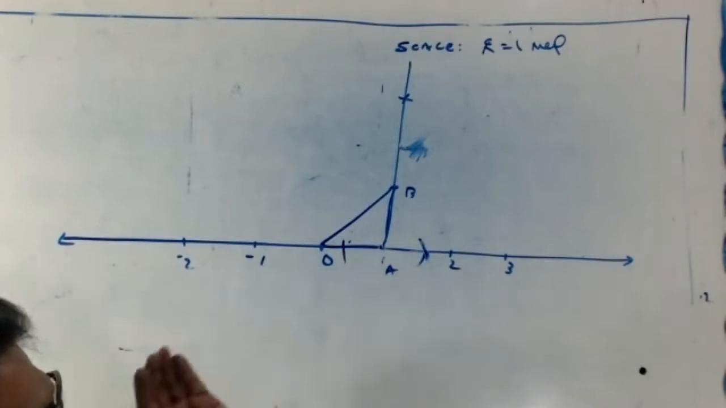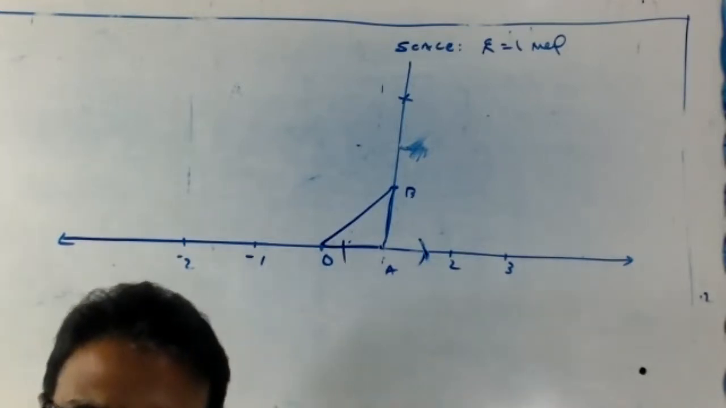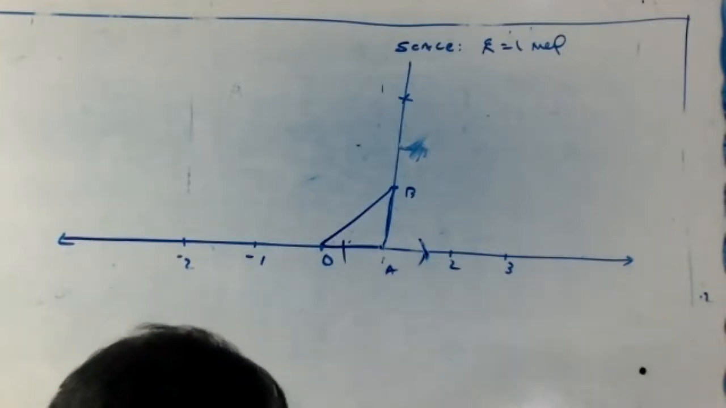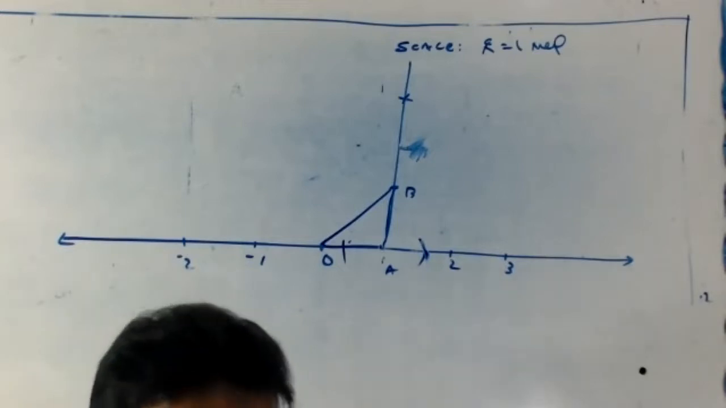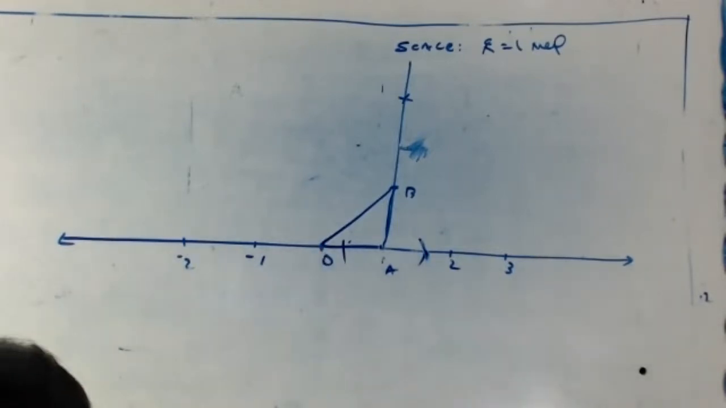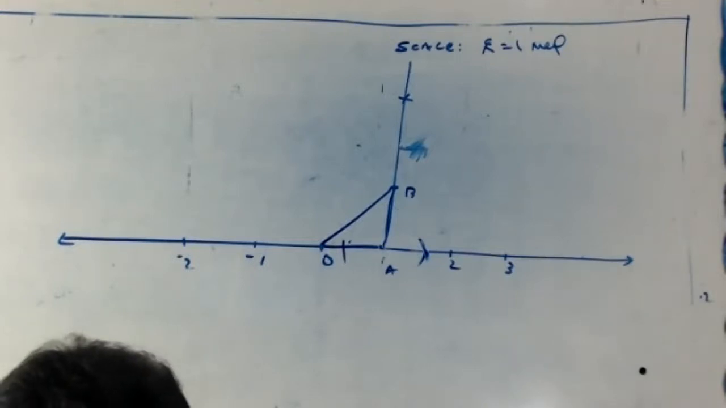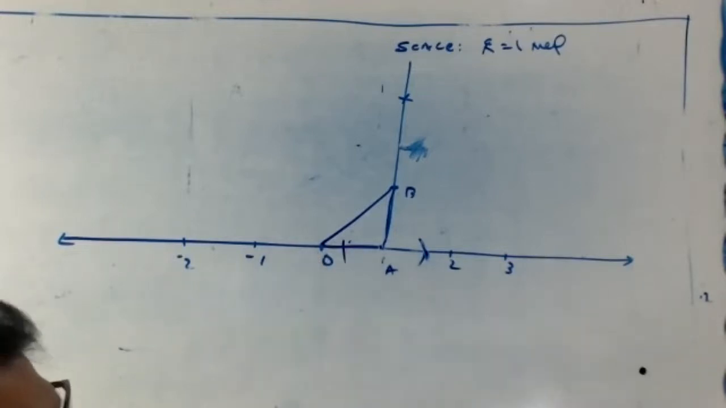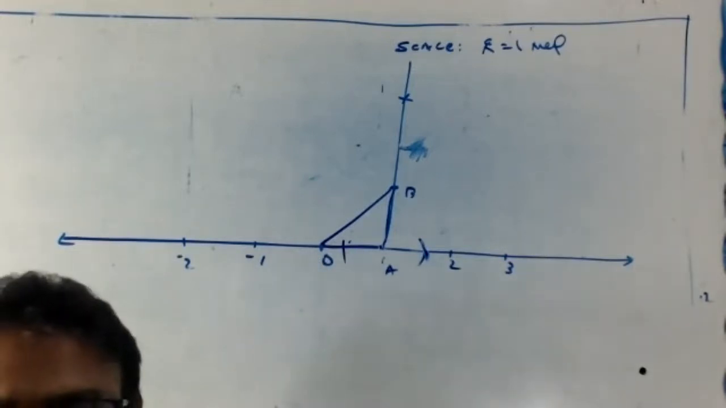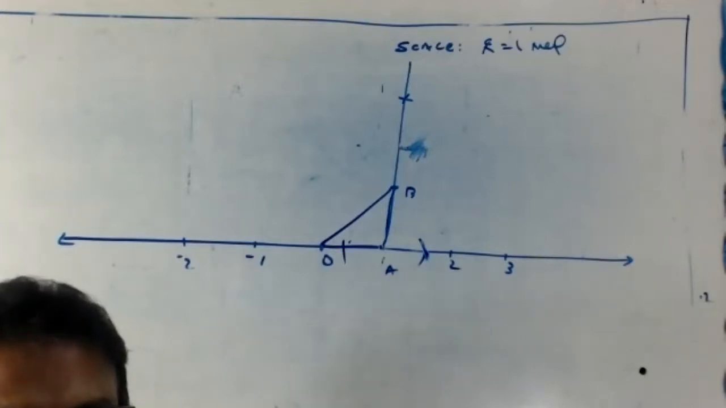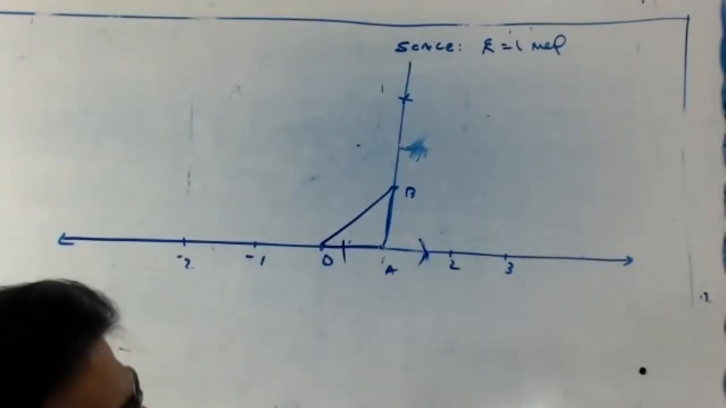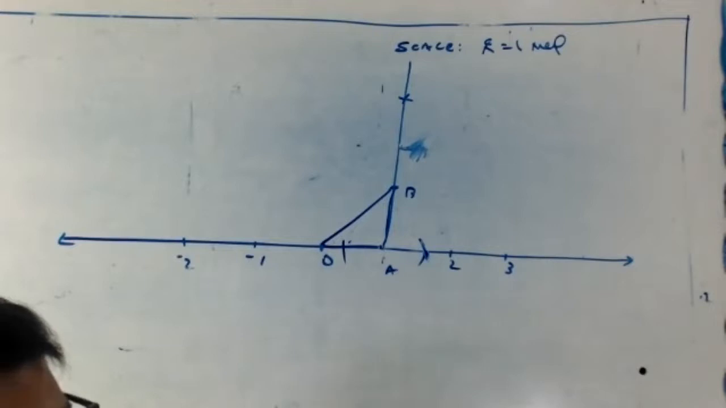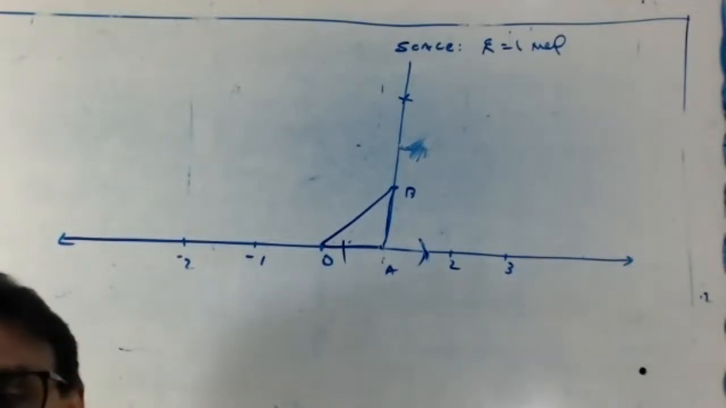Next step, right? What is the step number? Okay, 5. Through O as center, draw OB as radius. Draw a semicircle which intersects the number line.